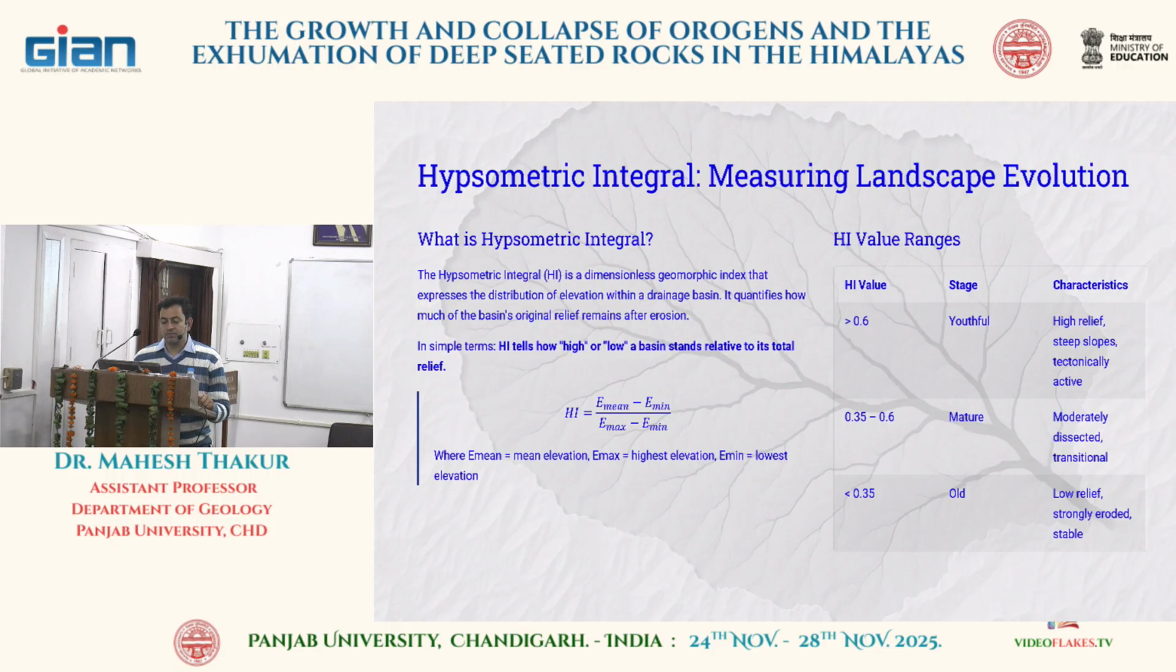So HI value more than 0.6 means that it is in the youthful stage, 0.35 to 0.6 it's mature, and less than 0.35 is old. So in youthful, high relief, steep slopes, and tectonically active, if the value is more than 0.6, and if it is mature, then moderately dissected, transitional. Old is low relief, strongly eroded, and stable. So you can write the formula for hypsometric integral.